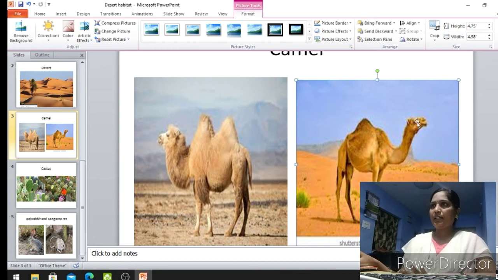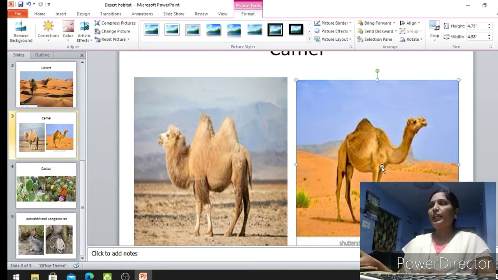And the third character is the camel's eyes. When you see the camel's eyes, they have very long eyelashes. Their eyelashes are very long. You can compare your eyelashes with camel eyelashes. Our eyelashes are very small, whereas camel eyelashes are very big.